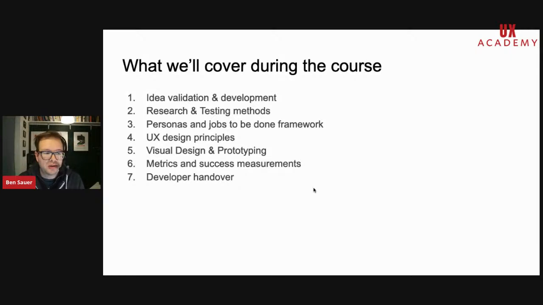So what does it mean to think about metrics in your product? What does success mean? And then towards the end of the course, you'll be thinking about handing over to a team to build something. That could be something small, could be the entire app, who knows?